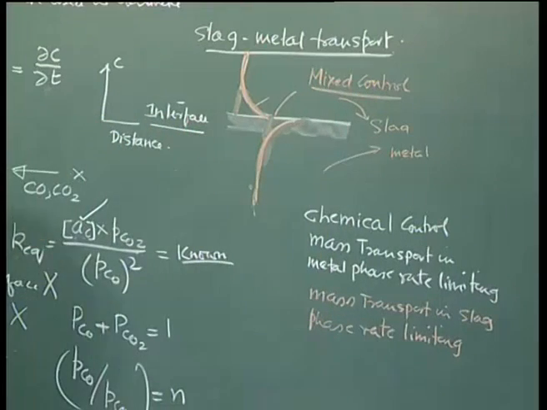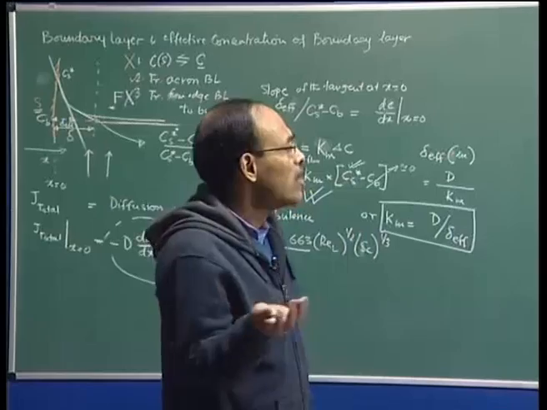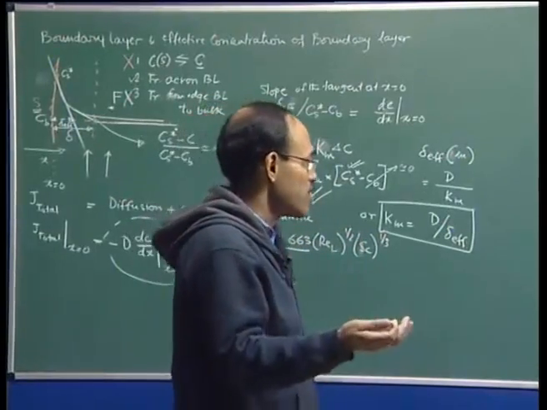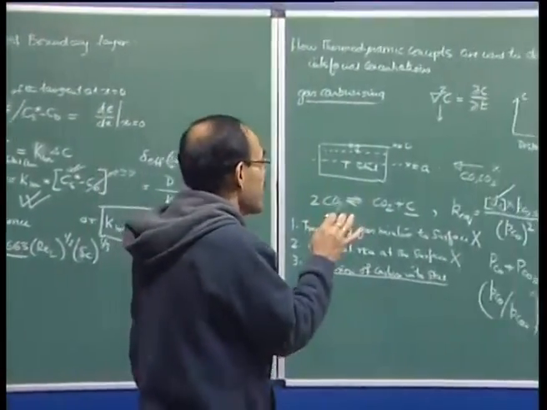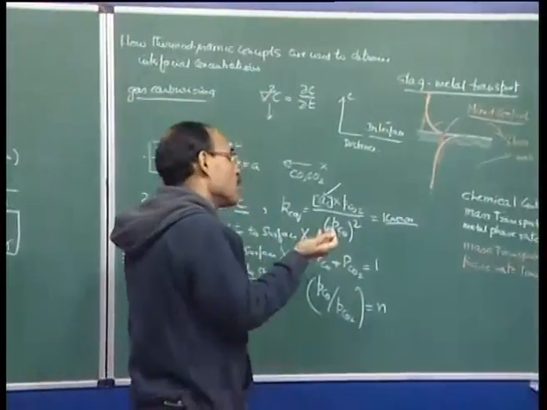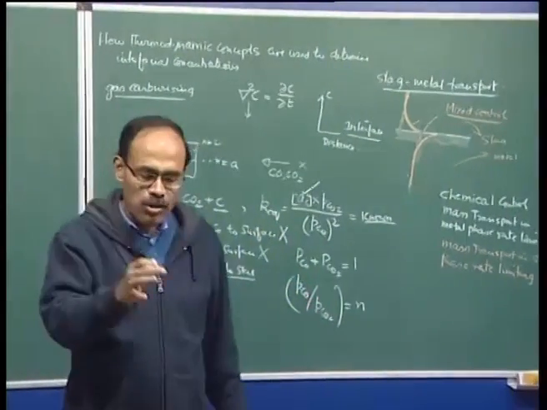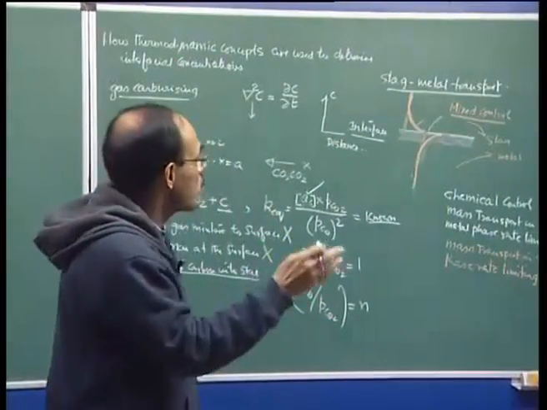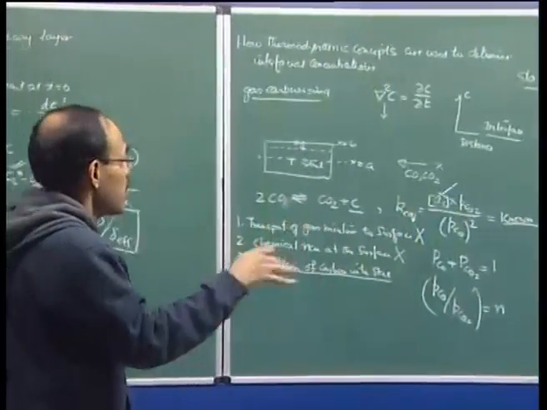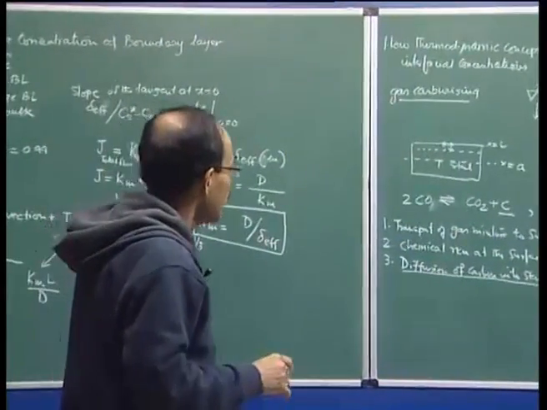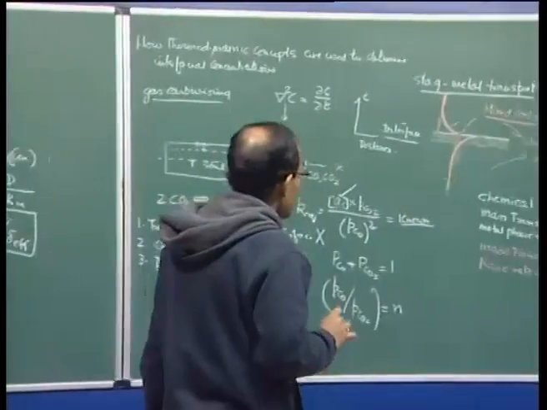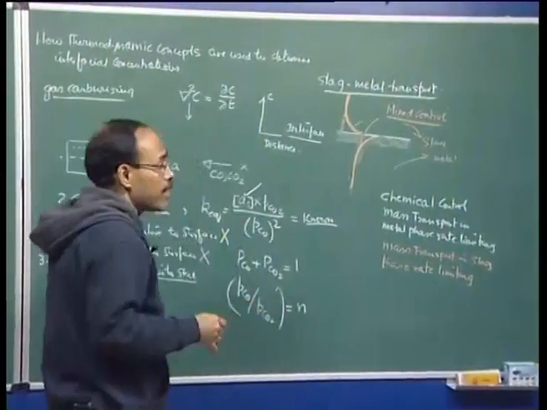Mixed control basically implies that more than one kinetic step is rate limiting. Mixed control also does not tell us whether mass transport is rate limiting or chemical reaction is rate limiting. It tells us that more than one kinetic step is involved in the whole process. These two steps could be mass transport in both phases, or mass transport in both phases as well as chemical reaction at the interface. These are both responsible for governing the rate of the process.